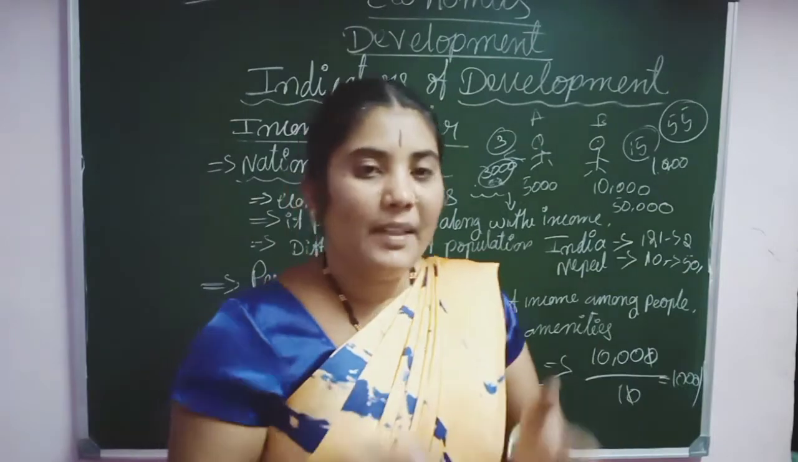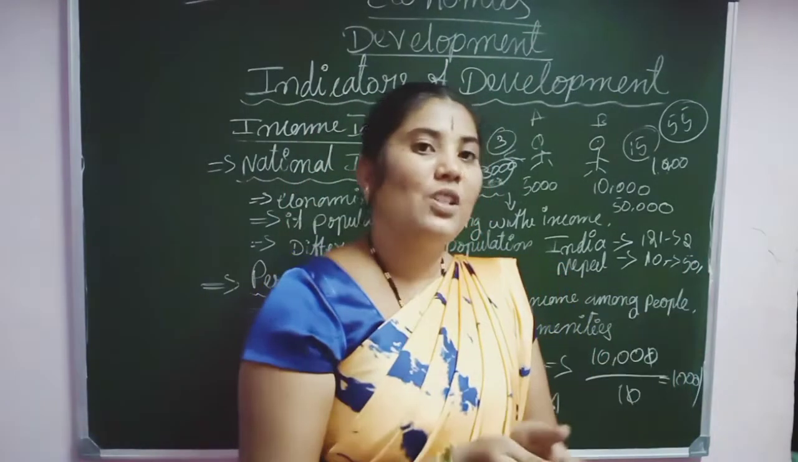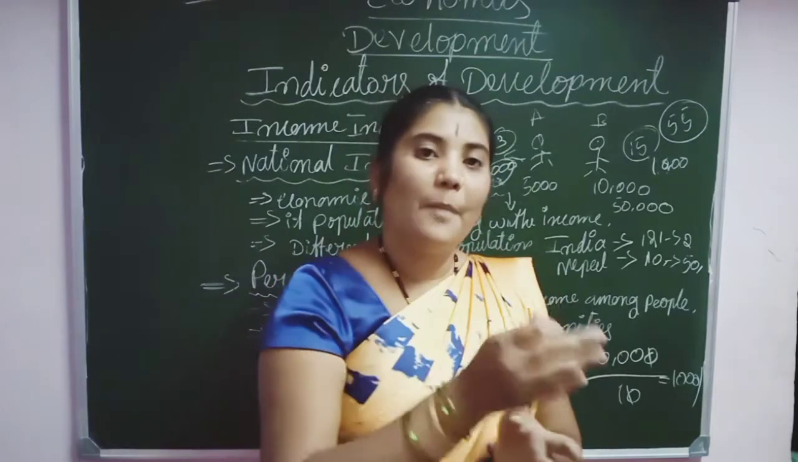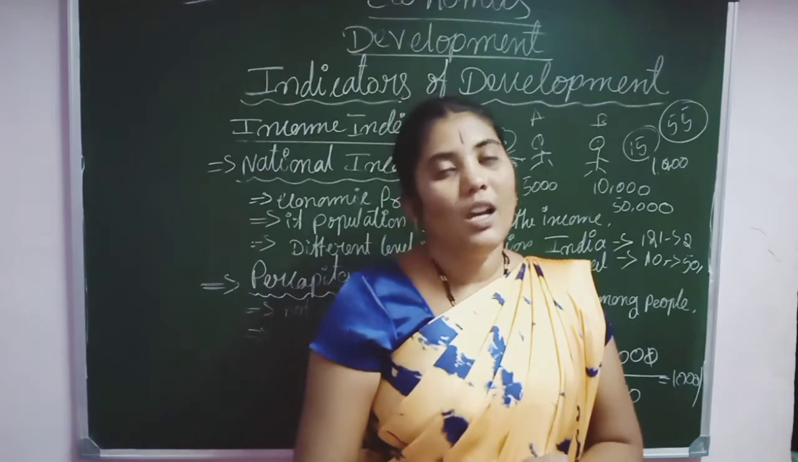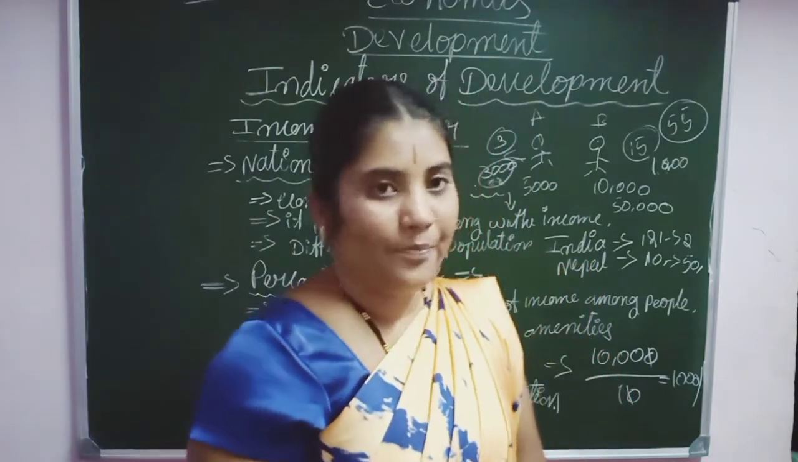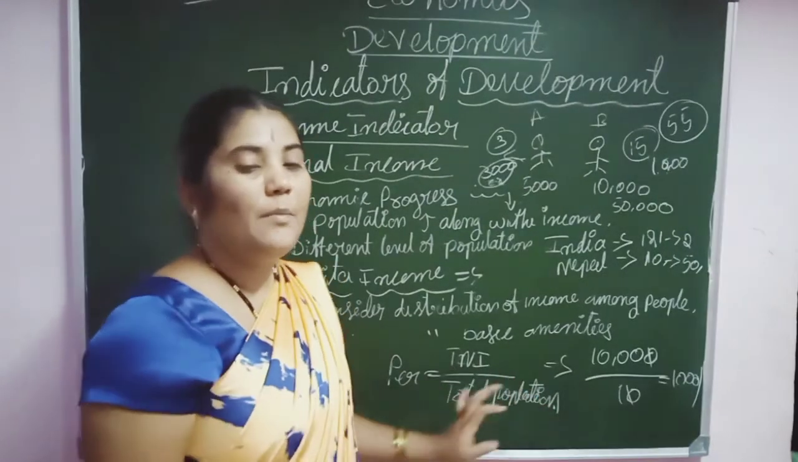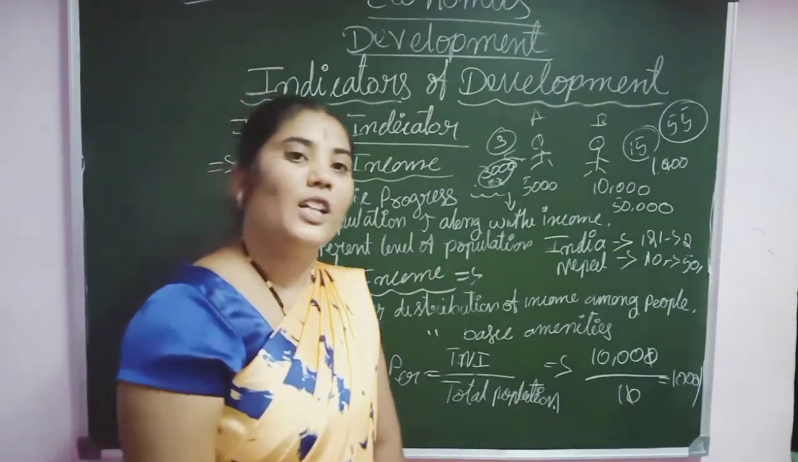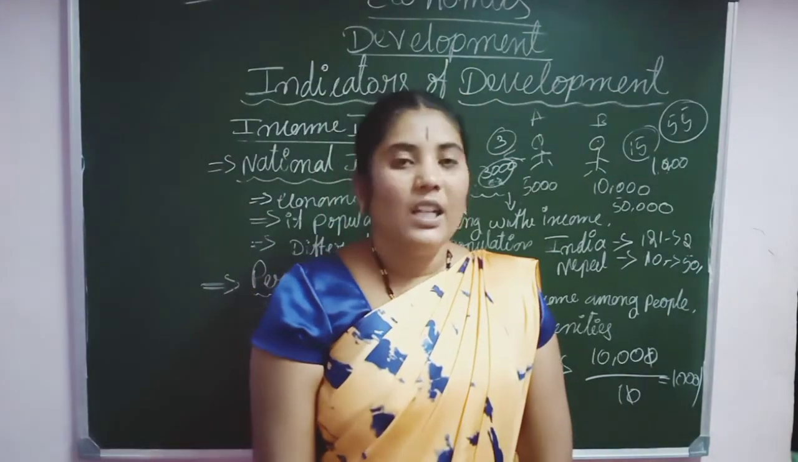How much income we got this year, how much population there is in our country, and how much per capita income we have in this year. We should make the calculation about this. So per capita income is the total national income divided by the total population of the country, considered as the per capita income in a given year.